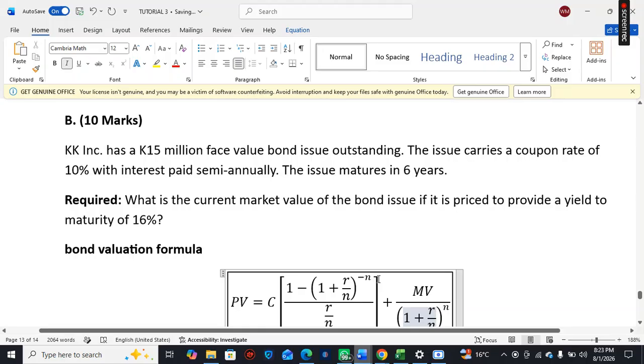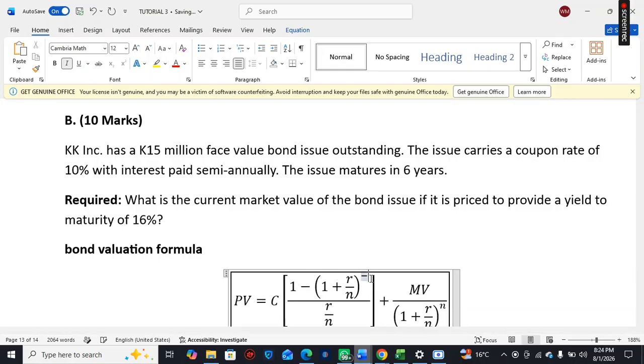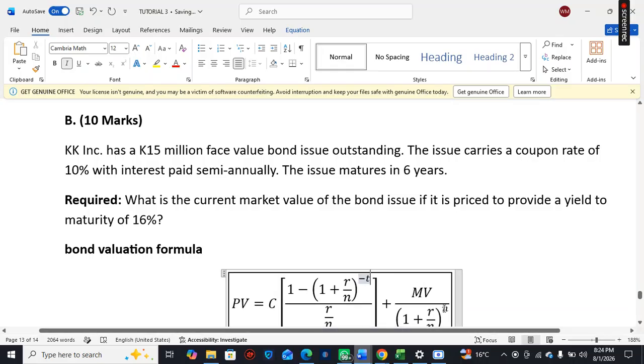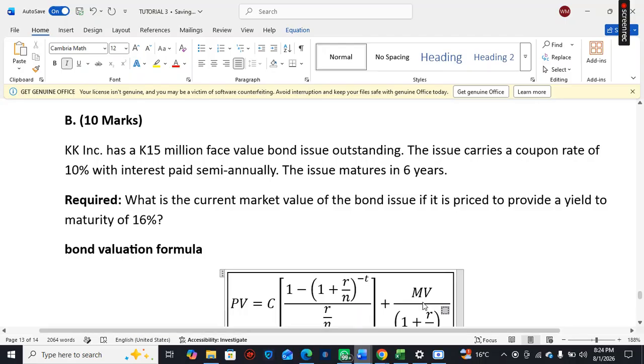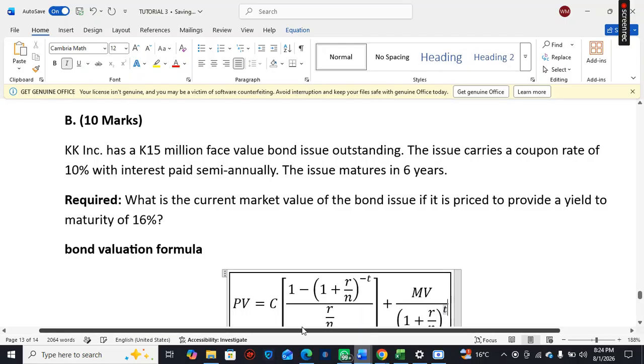And then where there's time, in this formula, let's do this. Here initially we'll put a T here because I don't want us to get confused. Where there is time, you're going to multiply it by the number of compoundings.